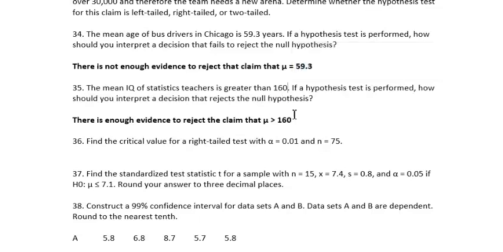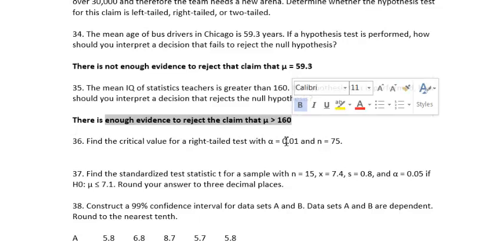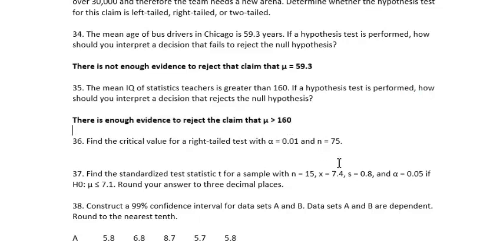If a hypothesis test is performed, how would you interpret a decision that rejects the null hypothesis? I'm sorry, over here, how would you interpret a decision that rejects the null hypothesis? Then I would say there is enough evidence to reject the claim that mu is greater than 160. Same basic idea, except 34 was saying there's not enough evidence to reject the claim. 35 is saying that there is enough evidence to reject the claim.